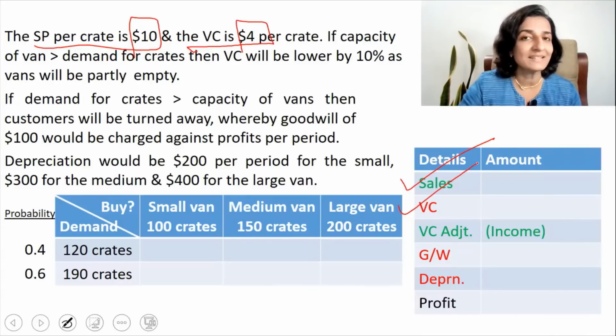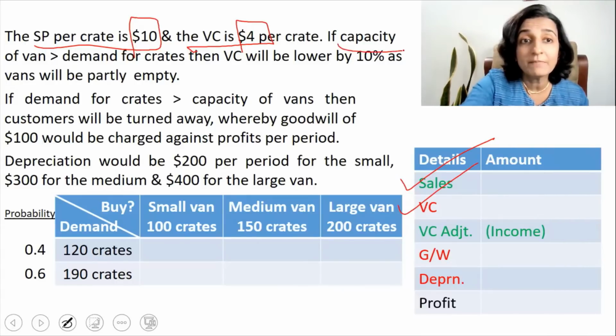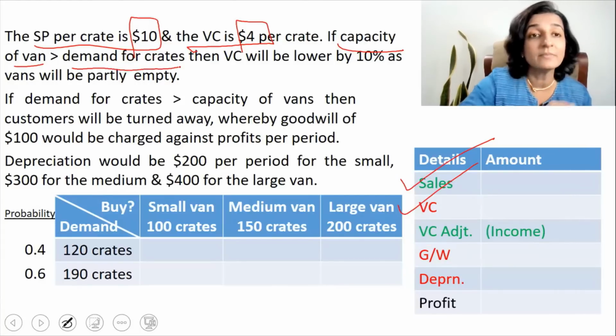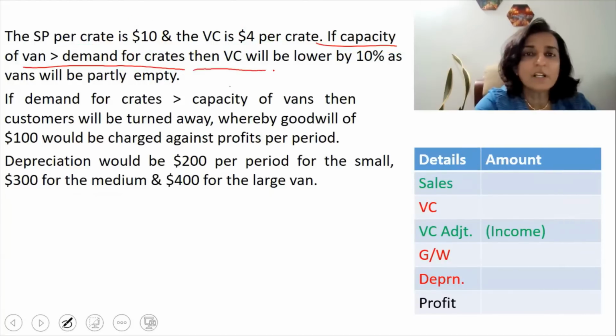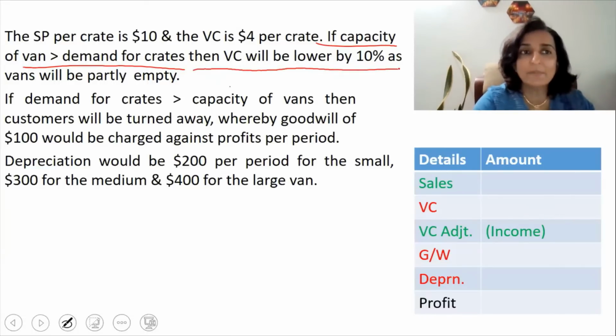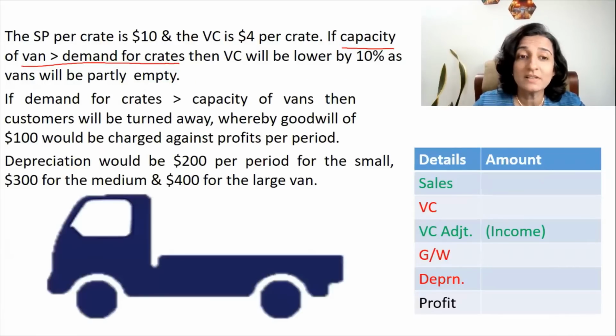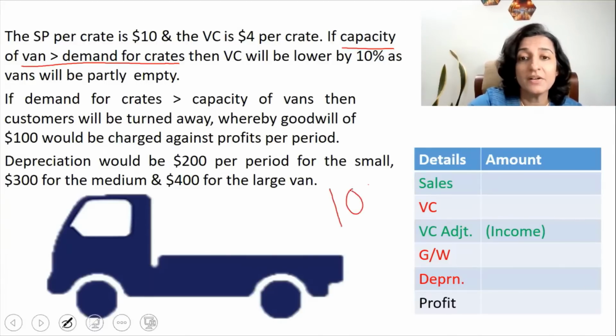Now listen to the next sentence very carefully. If capacity of the van is greater than the demand for the crates, then variable cost will be lower by 10% as vans will be partly empty. What does this mean? Suppose this is the van and the capacity of the van is say 100 crates.